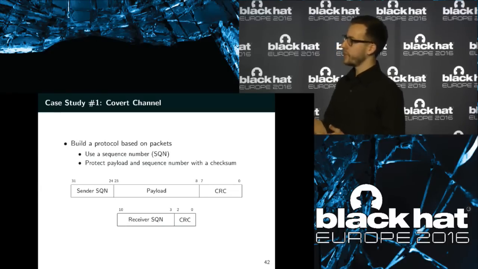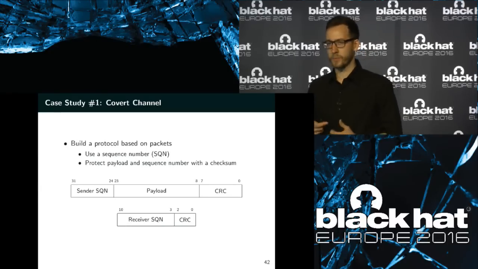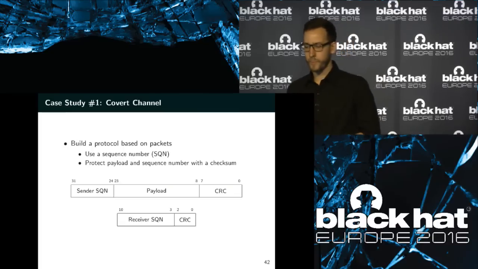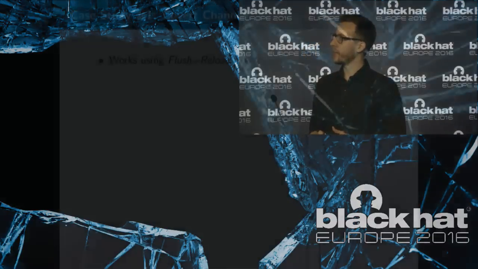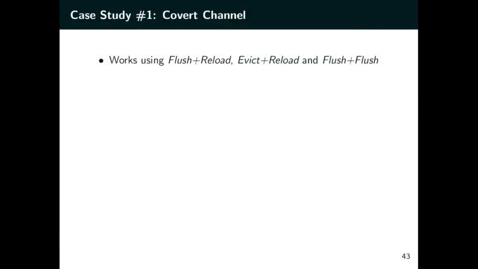On the other hand, the receiver responds with the sequence number he has already received. And our covert channel works using Flush+Reload, Evict+Reload, and also Flush+Flush, which we haven't discussed. But basically, the flush instruction also leaks timing information depending on whether the address is cached or not. So we can use it instead of the reload step.